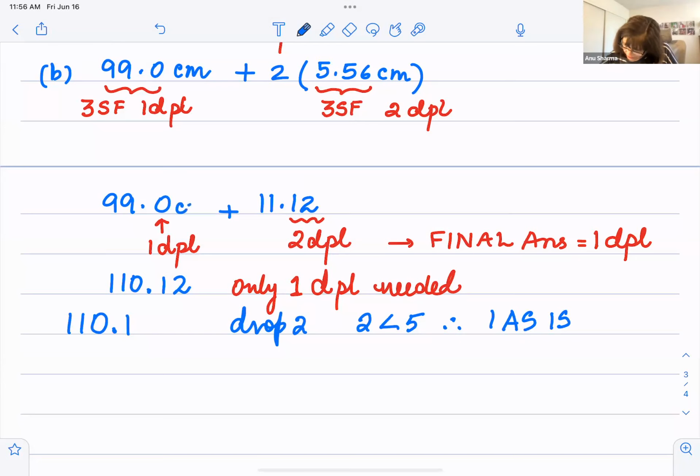Okay, and this was, sorry, this was centimeters. This is centimeters. And this is centimeter.